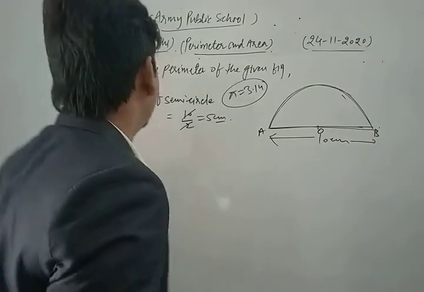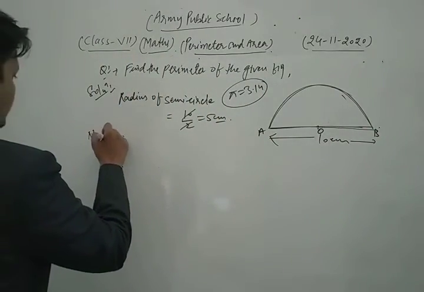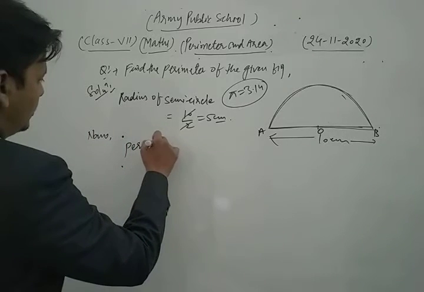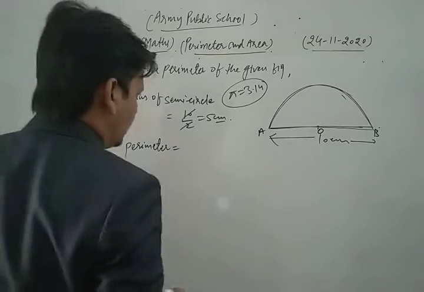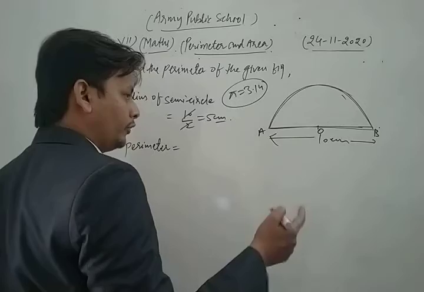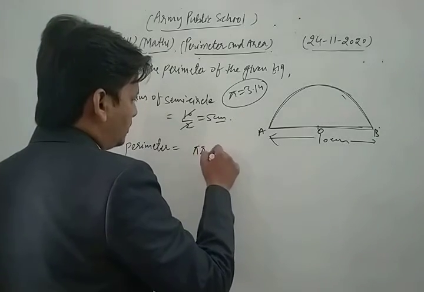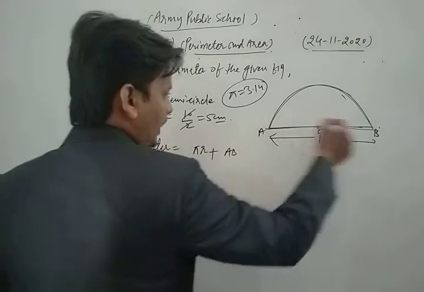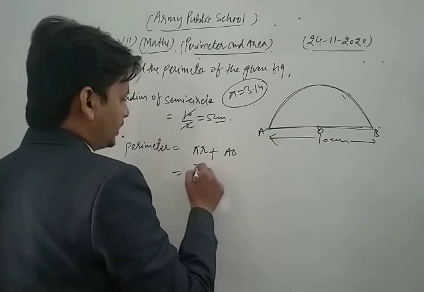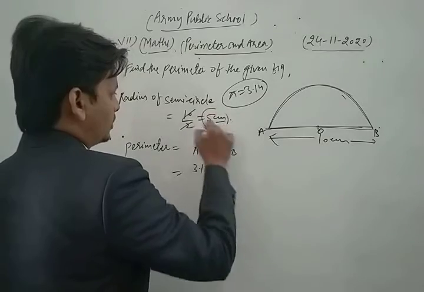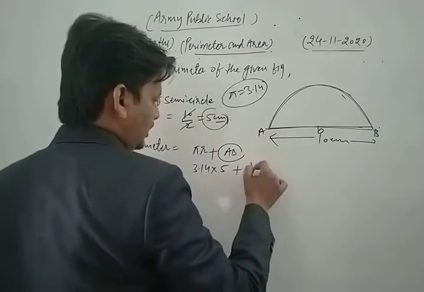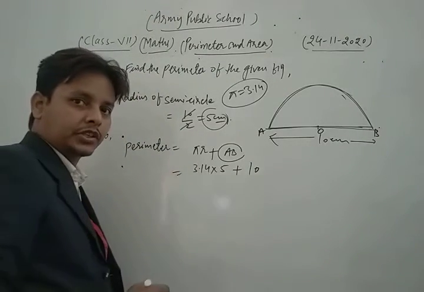Okay. Now the perimeter will be what? The circumference of a circle is 2 pi r. So half of it is pi r plus the length of that region AB. Okay. This is the whole perimeter. Now the value of pi 3.14 into the radius of the semicircle, 5, plus AB, which is 10. Okay. This is the condition here.